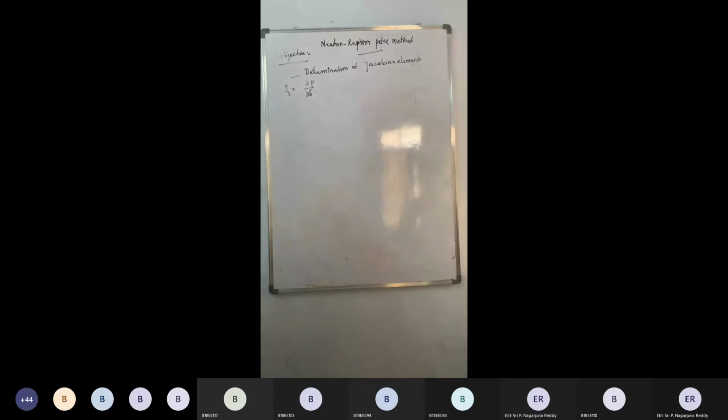Dou P by dou delta. This is the first submatrix of your choice. Try to follow me because these things will be asked in your end semester examinations. Derivation of elements of Jacobian matrix. So if you listen now, it will be easier for you rather than remembering the entire procedure. So first of all, I am going with the submatrix J1, which has elements of the format of dou P by dou delta.